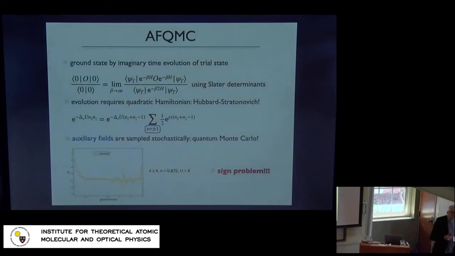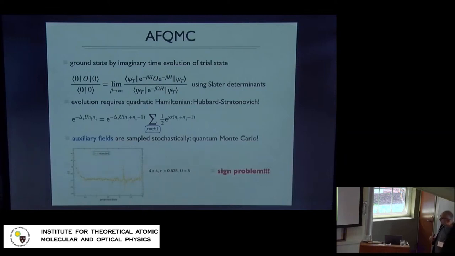Now, auxiliary field quantum Monte Carlo, which is of course not my own area of expertise, is basically a projection in imaginary time of some initial wave function, which hopefully has an overlap with the ground state. Then you can evaluate observables like this. If you want to do that using Slater determinants, because it's very efficient, you have to get away from the quartic term of the interaction. And that is done by doing a Hubbard-Stratonovich transformation. In this particular case it leads to a setup where you then basically have to sum analytically or sample stochastically over an auxiliary field, which here can take two values, plus or minus one.